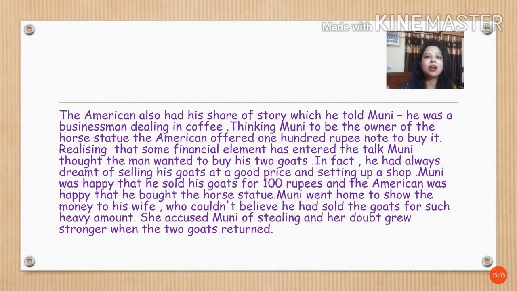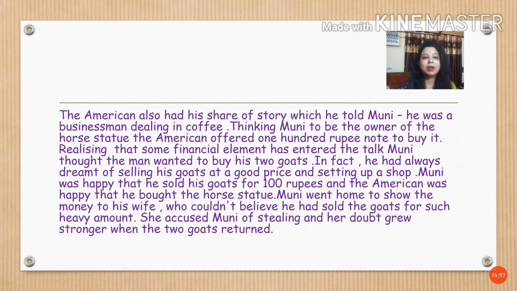In fact, he had always dreamt of selling his goats at a good price and setting up a shop. And why did Muni suddenly think that maybe the man was trying to buy his goats? Because in his mind, he had always dreamt that he would one day sell his 2 goats, and with the money that he gets, he will set up a shop.